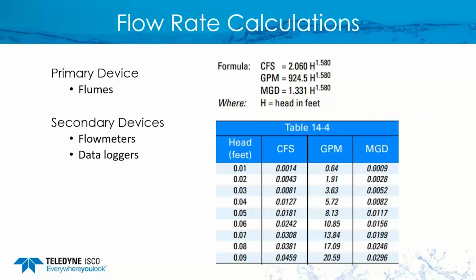Now, how are the flow calculations done? Well, when you program your flow meter, you tell it the primary device you have, if it's a Palmer Bowlus or partial flume, and then we use a secondary device, as I mentioned, which would be the flow meters or data loggers and the level. When you tell it that you have a partial flume, it goes to a lookup table, looks at the head height, and then gives you the appropriate flow rate.